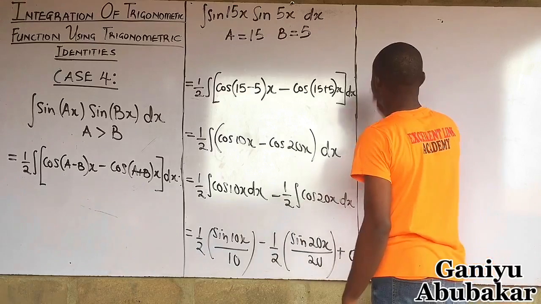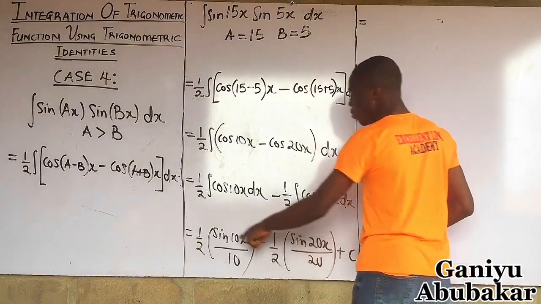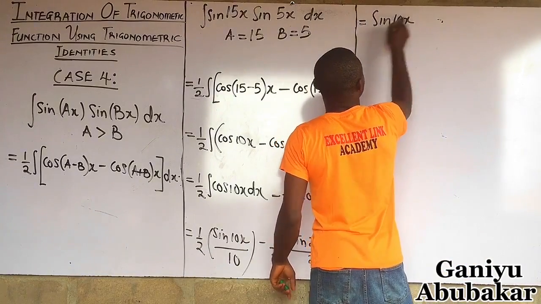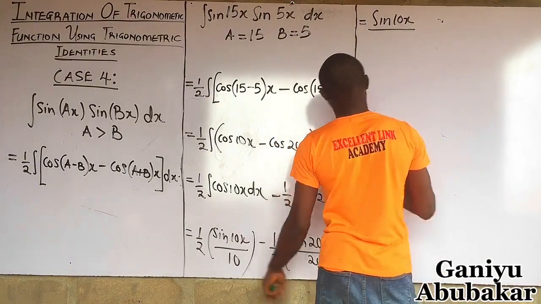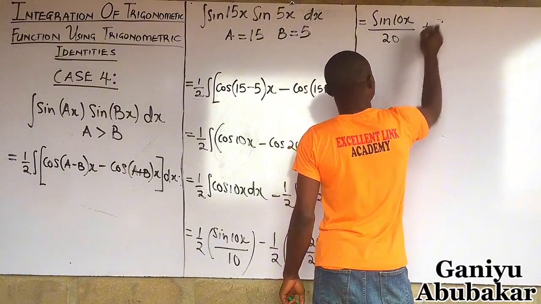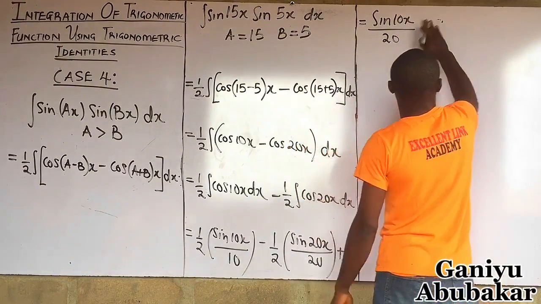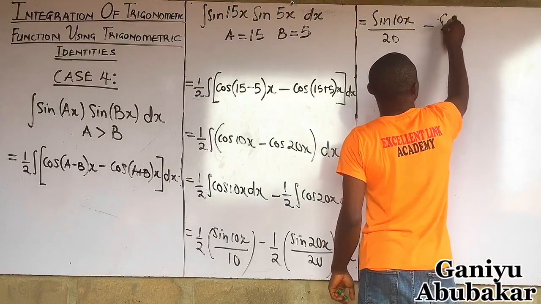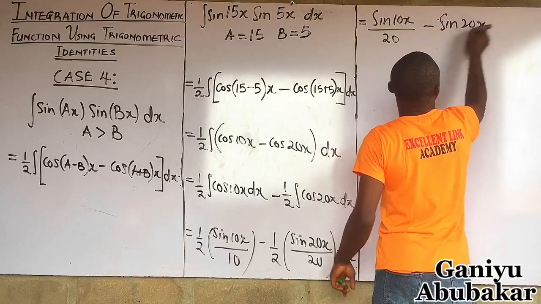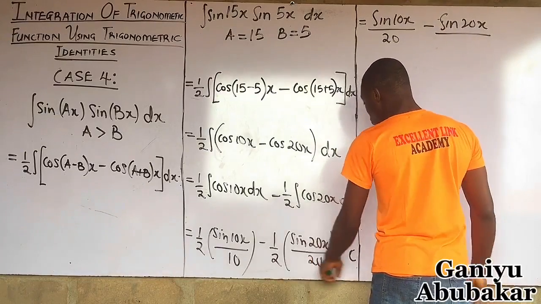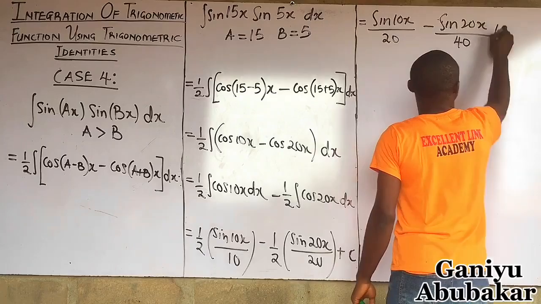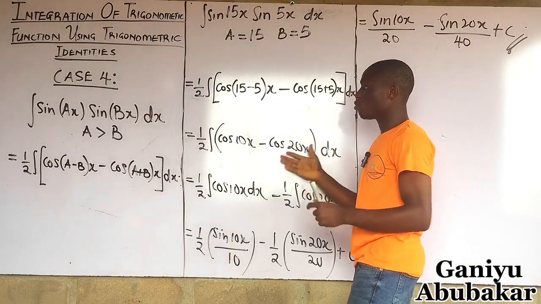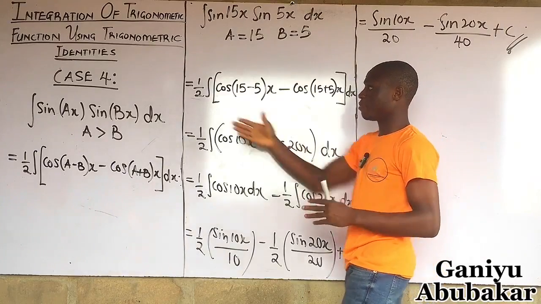At this point, let's get the final answer. 1 times sine 10x gives sine 10x all over 2 times 10, which is 20. And there is a minus sign here. 1 times sine 20x gives sine 20x all over 2 times 20, which is 40. Next up, plus c. This becomes my answer after solving this problem using the concept of case 4.